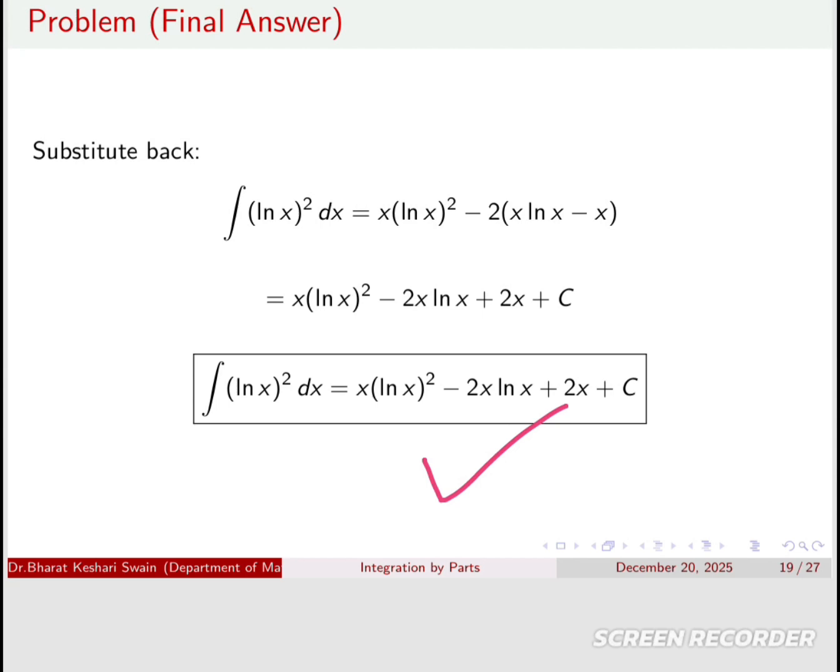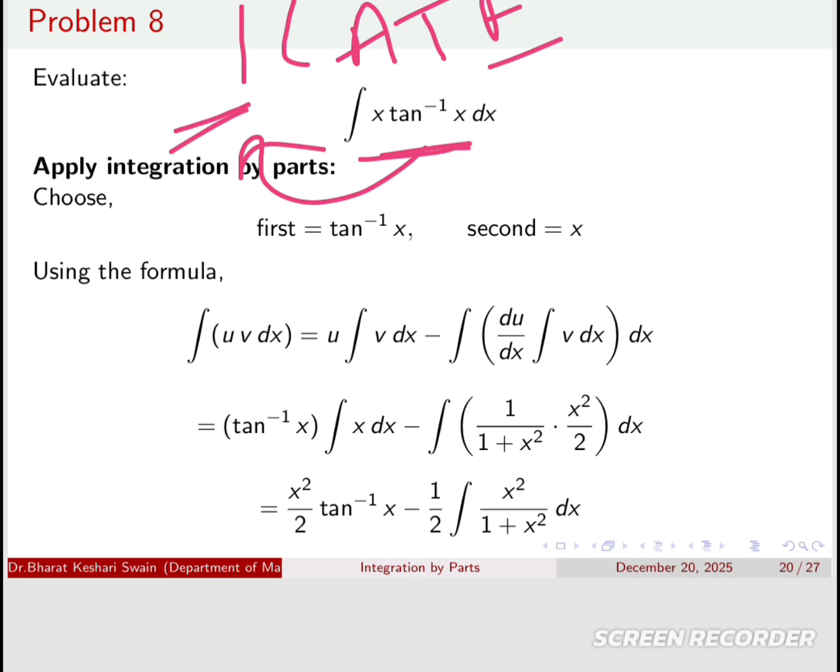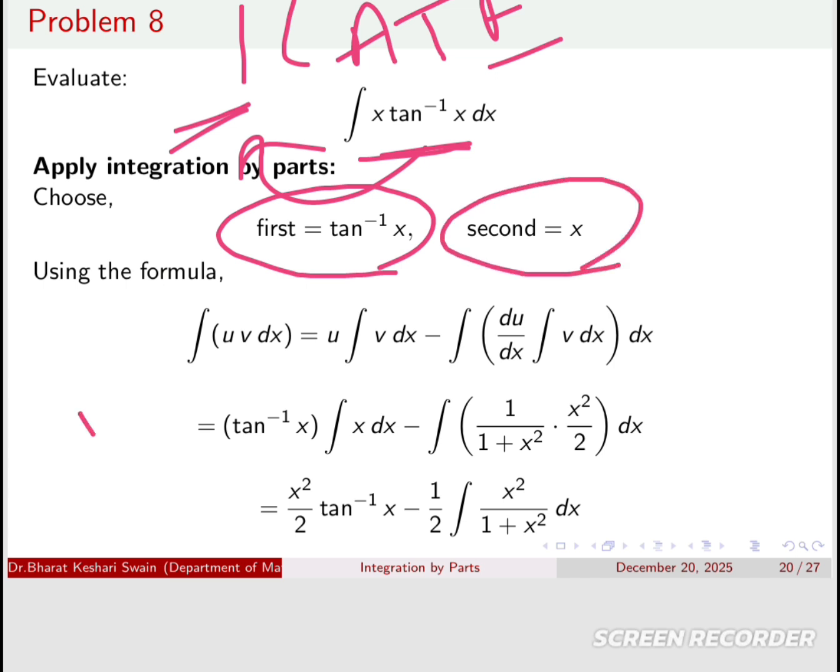Right. So this is how we can apply the by parts rule to integrate the product of two functions. This is another important example: x into tan inverse x. Let us choose the first and second function. Tan inverse x is an inverse trigonometric function, x is an algebraic function. So inverse trigonometric comes first. So this is your first function and x is your second function, and then use your rule.